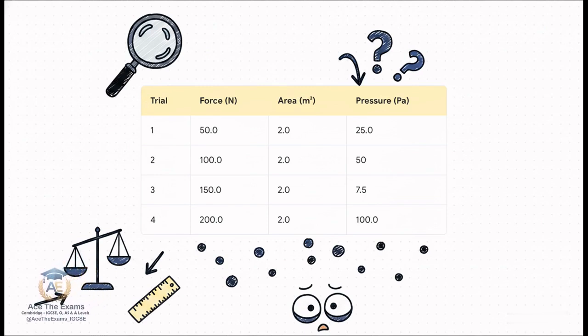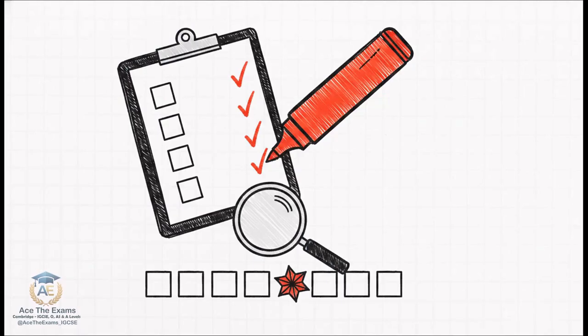Can you see exactly where the student went off the rails? Okay, here comes the examiner's red pen checklist. Did you catch it? Trial 2 lists the pressure as just 50, completely dropping that consistent 0.0 decimal place used in the rest of the column.